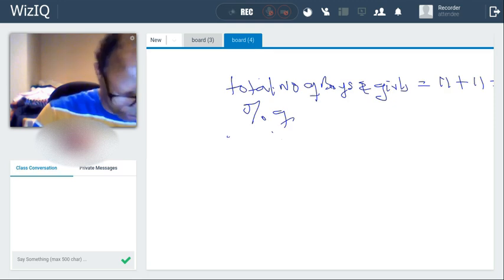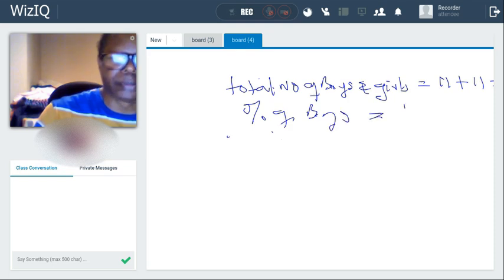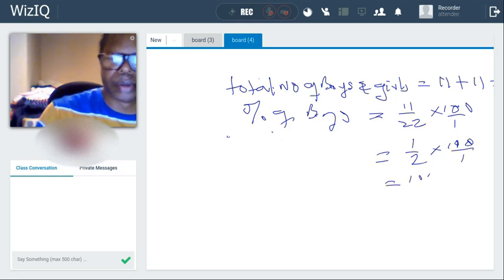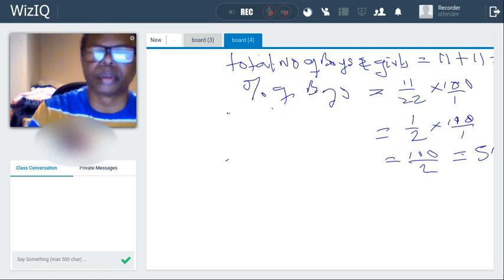So what percentage do they ask you? The boys. So percentage of boys is equal to 11 over 22 times 100 over 1. So this is a half times 100 over 1, which is 100 over 2, which is 50%. Okay, the next one.